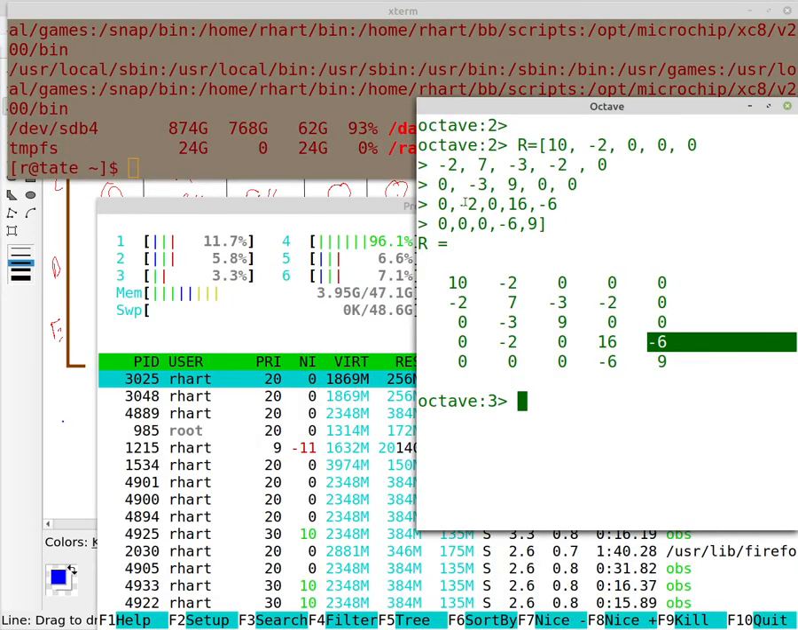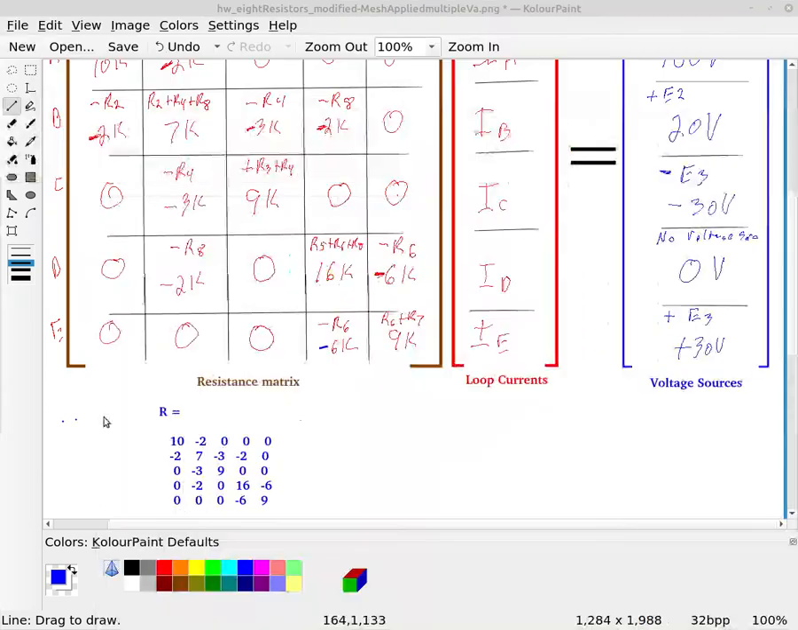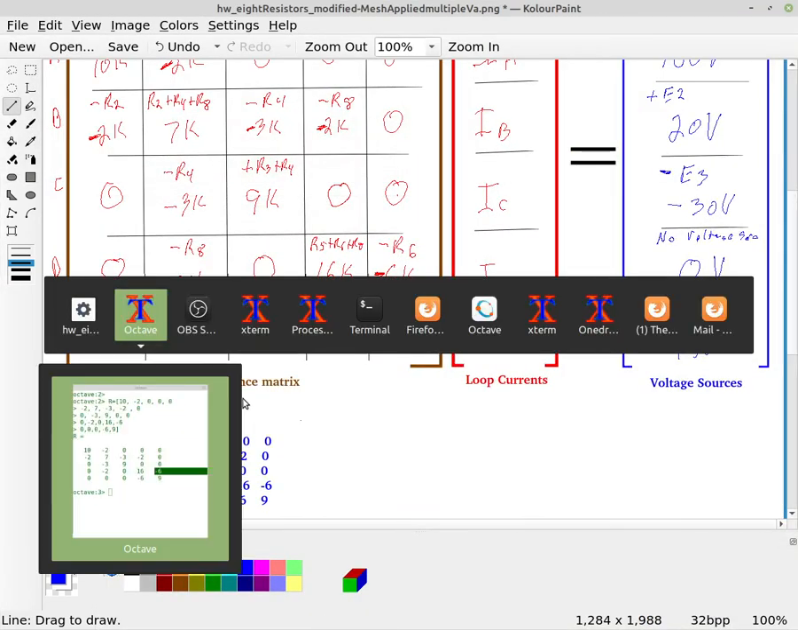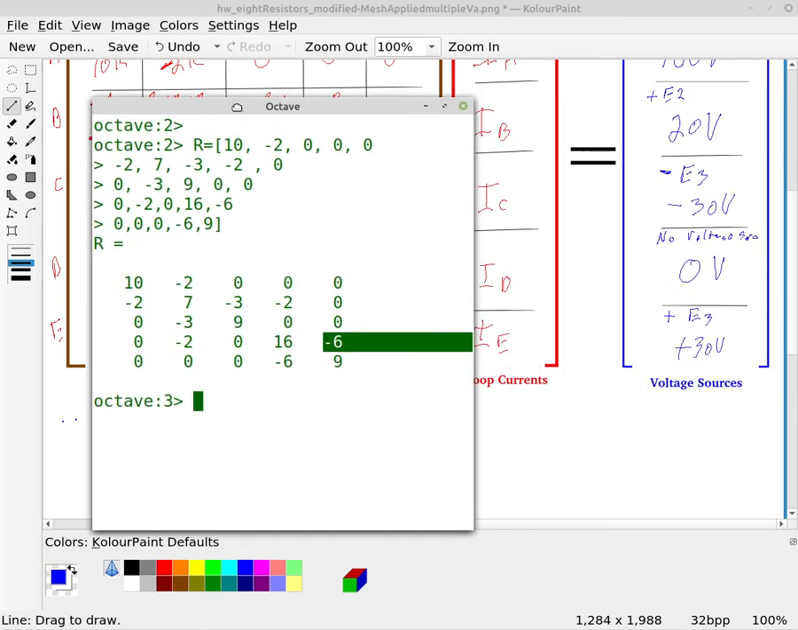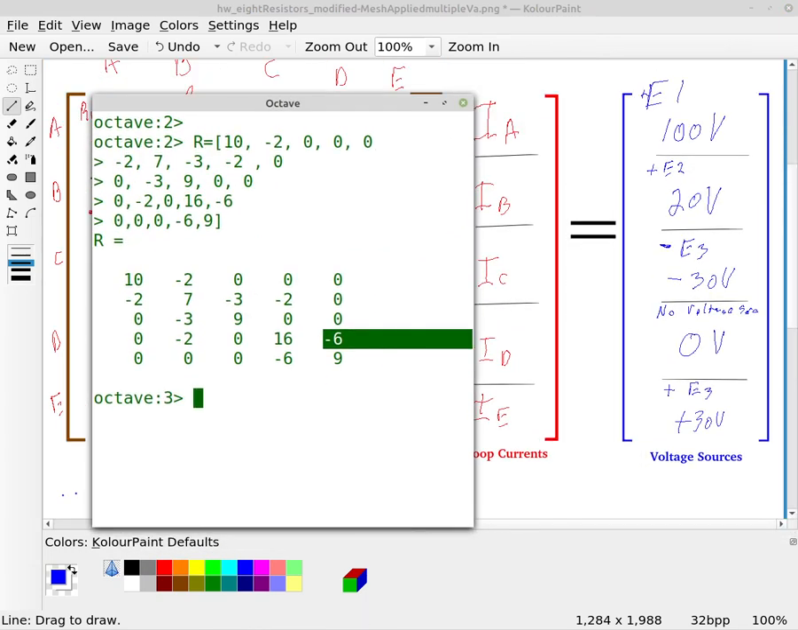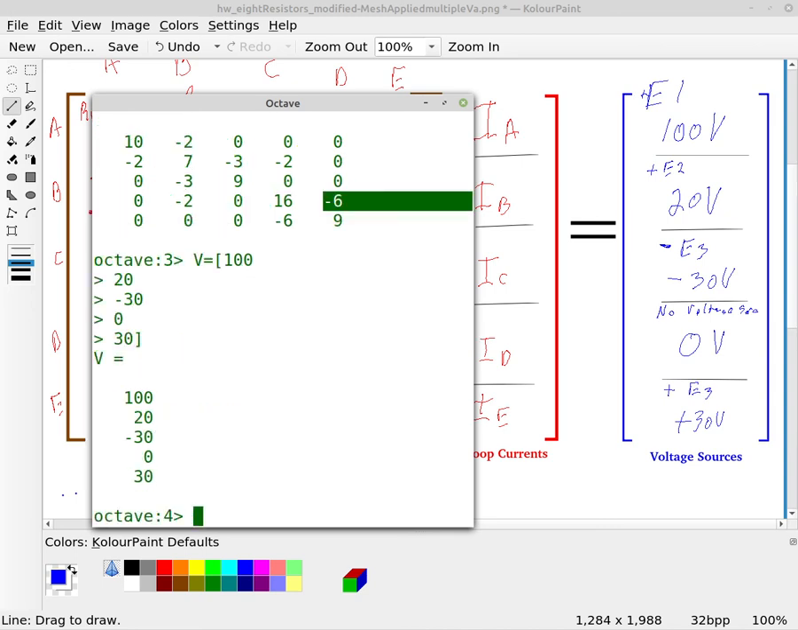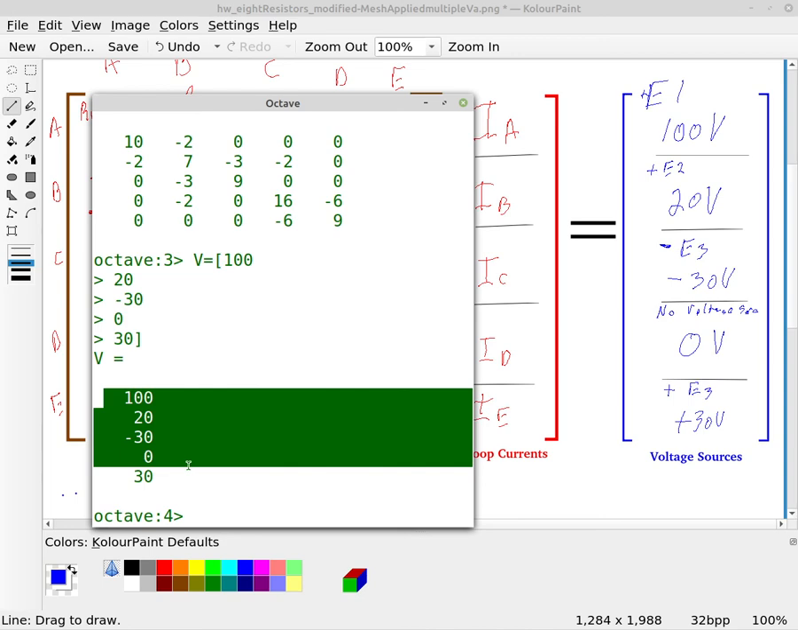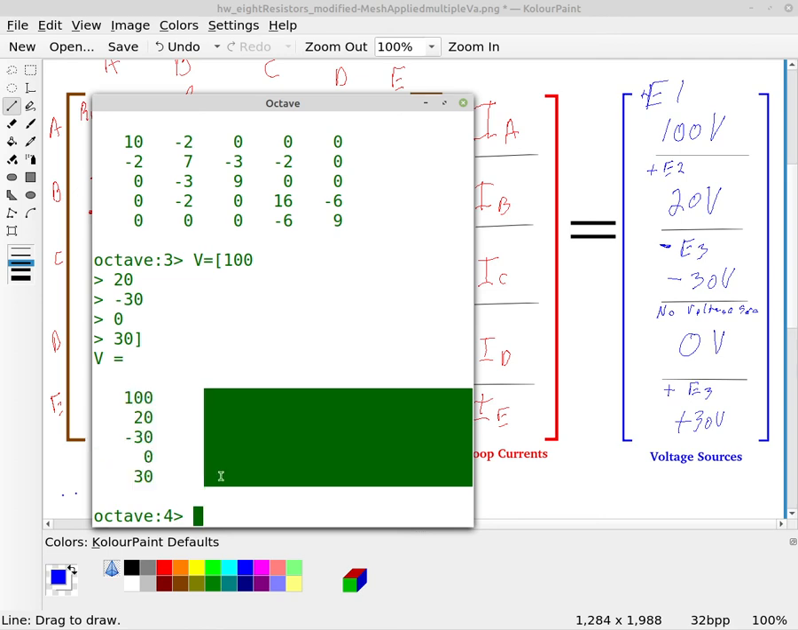Alright, so now we need to build our V. So let me slide this over here a little bit. So here's my V matrix. The V matrix is just a column matrix, so I can do 10. I can put semicolons and put them in a row, but I can just either hit enter and put in here 20, -30, 0, and positive 30. And then close my bracket. So there is my V. So we have 10, 20, -30, 0, and positive 30.